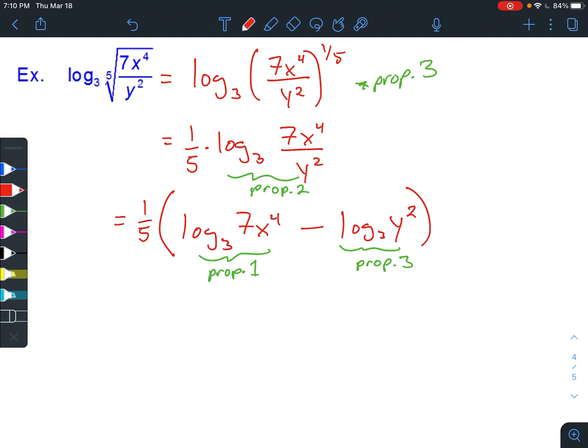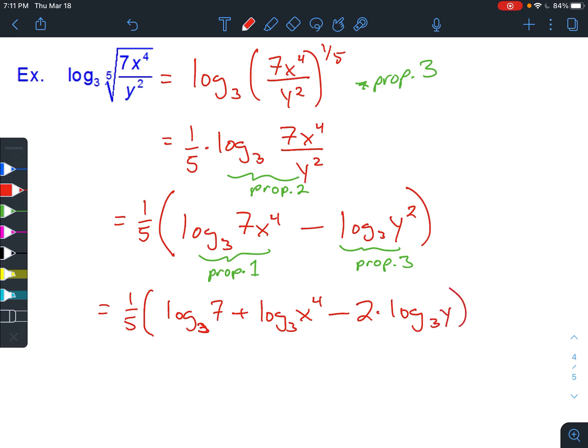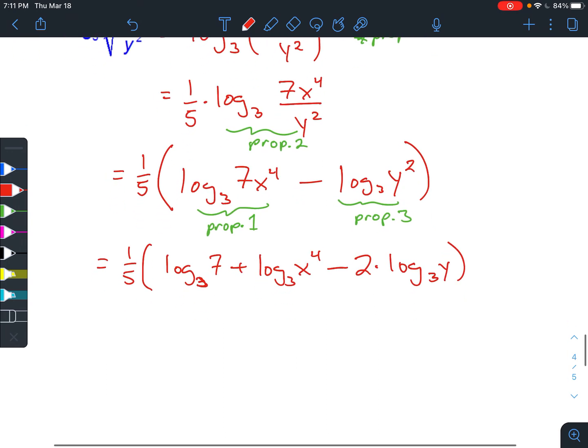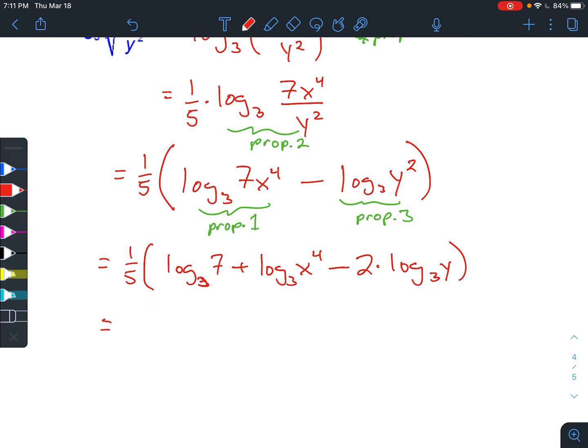A little bit of cleanup now gets me 1/5 parenthesis log base 3 of 7, and I swear that's a 3, and then plus log base 3 of x to the 4th, and then our last term becomes 2 times log base 3 of y. All right, getting close. Let's keep going, although I'm running low on room here. Looking at the 3 terms we have inside the parentheses, that 4 is the only thing we can really do anything with because it's the power of the entire thing inside the log. So this is definitely a property 3 situation.